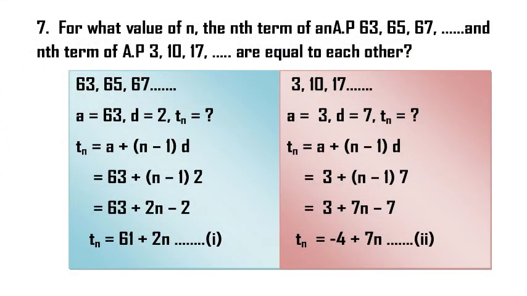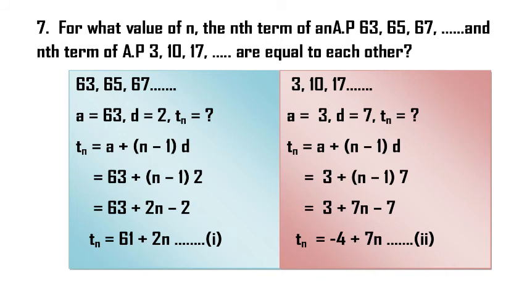Question number 7. For what value of n, the nth term of an AP 63, 65, 67 and the nth term of an AP 3, 10, 17 are equal to each other? In this problem, we have two sequences. So let us consider the two sequences separately. I have given it in tabular form. In the first sequence 63, 65 and 67 and so on, the value of A is 63, the value of D is 2. Find out what is Tn. Tn will be equal to 61 plus 2n. Mark it as result number 1.